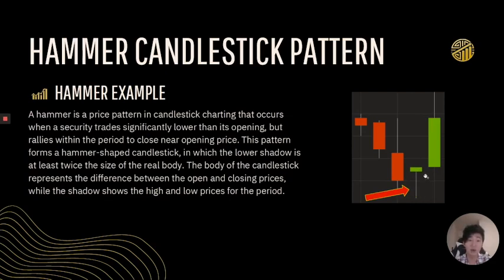So what this pattern means is that when this pattern forms, guys, a hammer-shaped candlestick, it's representing a difference between the open and closing prices, while the shadow shows the high and low prices for the period. So in simple terms, when you see a hammer, that means there's a bullish movement coming in. Does that make sense?